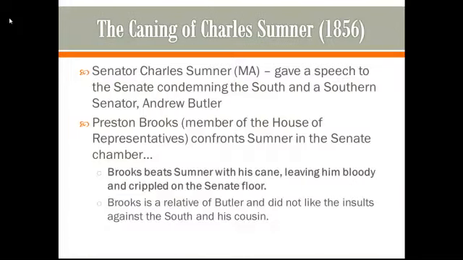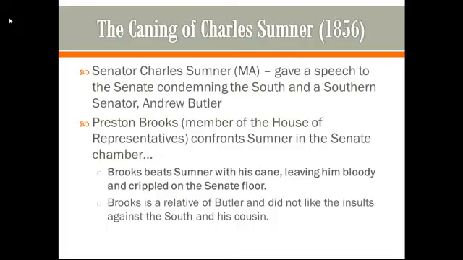Senator Charles Sumner of Massachusetts was one of the great kind of abolitionist senators. He was really anti-slavery. He gave a speech in the Senate openly condemning the South and openly insulting a Southern senator by the name of Andrew Butler. He called him a series of names, including a pimp and a pimp for slavery. And so Andrew Butler, a Southern senator, basically had to sit there and listen to someone insult him.